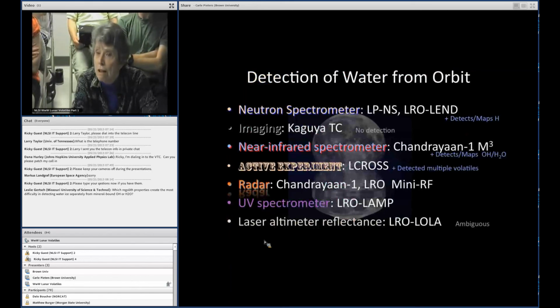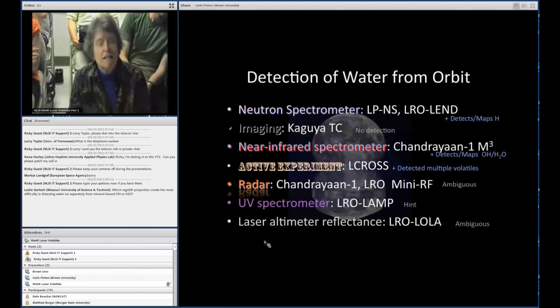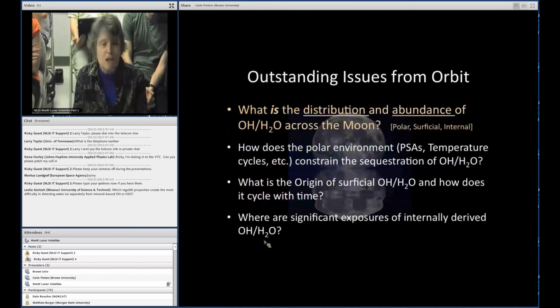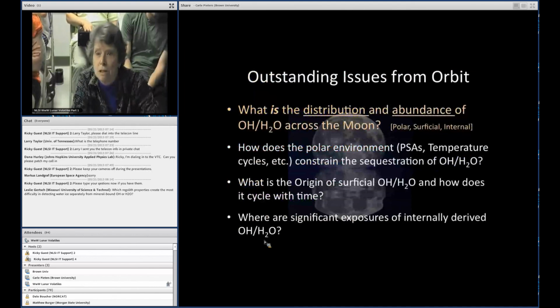L-cross certainly detected multiple volatiles, but at only one point. And of course, the radar is a bit ambiguous, and the LAMP gives us hints of hydration, but it's very signal dependent. So we've got some winners, some hints, some ambiguous areas, and the bottom line here is that there's a lot of outstanding issues that still need to be addressed from orbit.